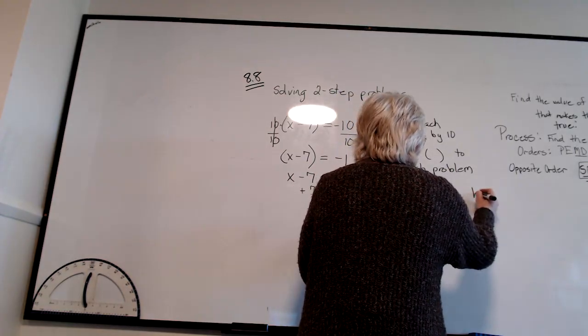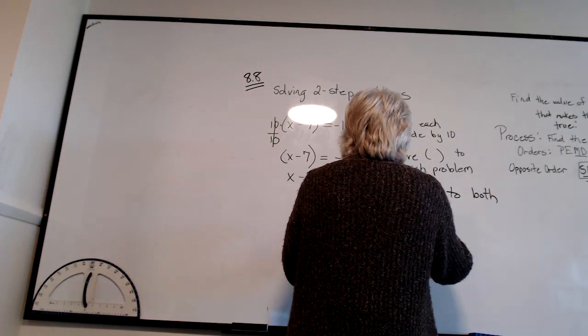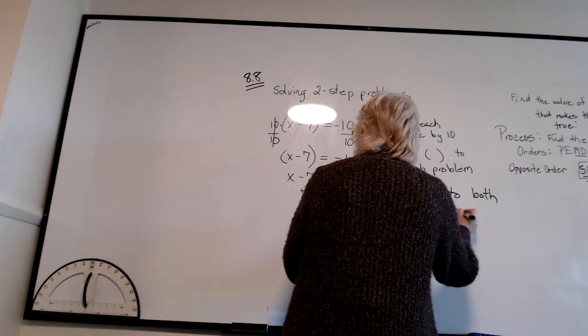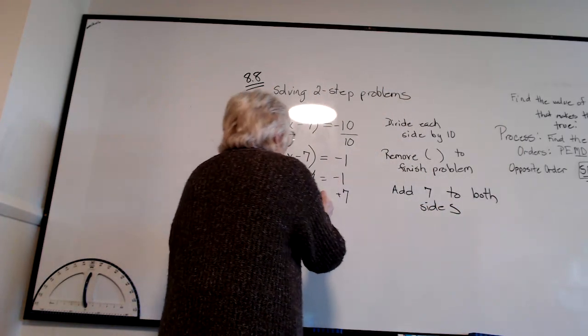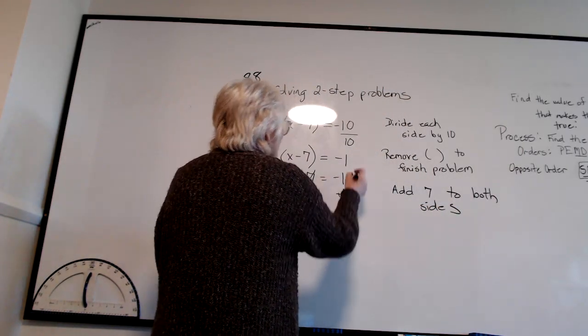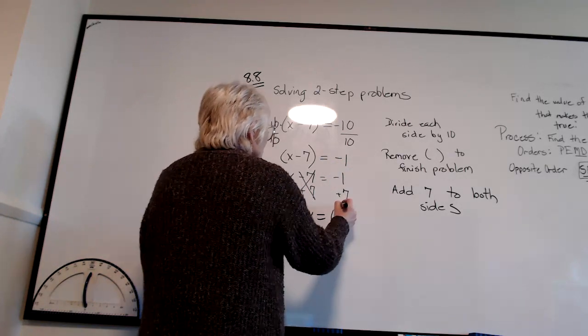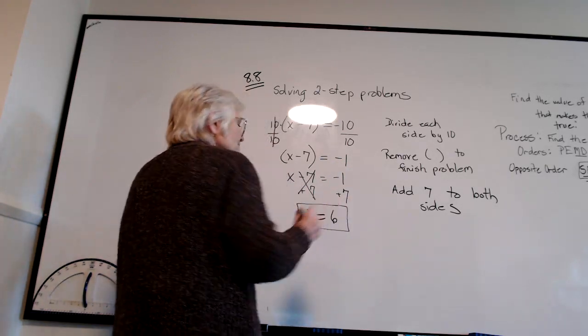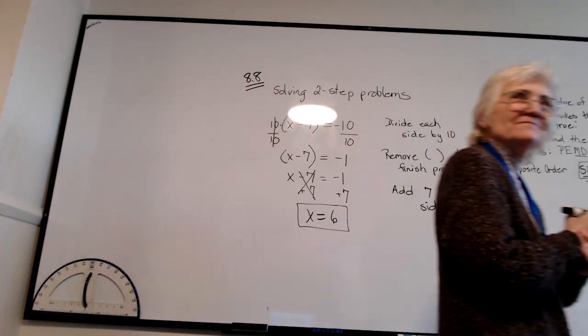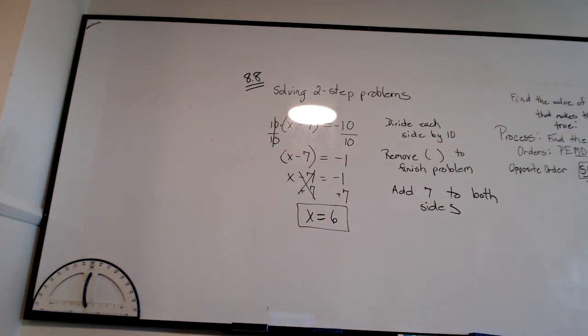to both sides. So that gets rid of that. X is now equal to negative 1 plus 7, which is 6. Okay. Now, if you look at that, we can check this answer.